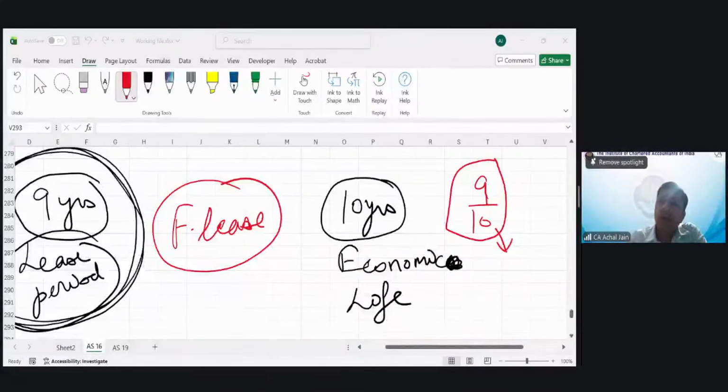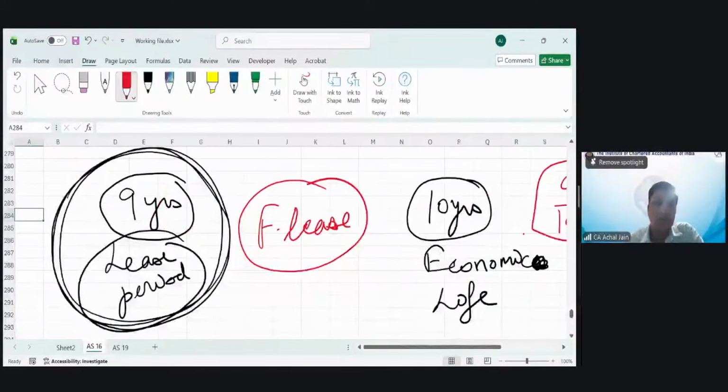90%. So now comes the question that this 90% is substantial or not. That's a judgment you'll have to take. Okay, which in most of the cases will be yes. So that's why you will call it as a finance lease. Understand, sir. Thank you, sir. Sure.